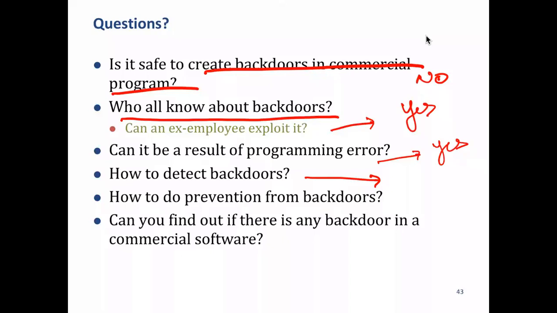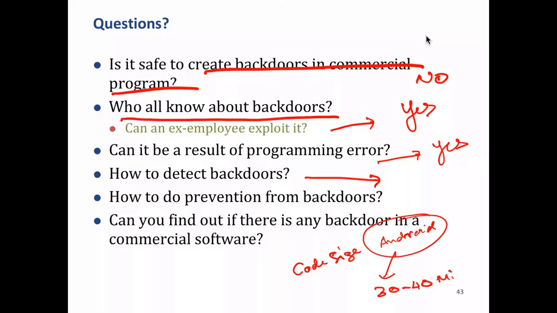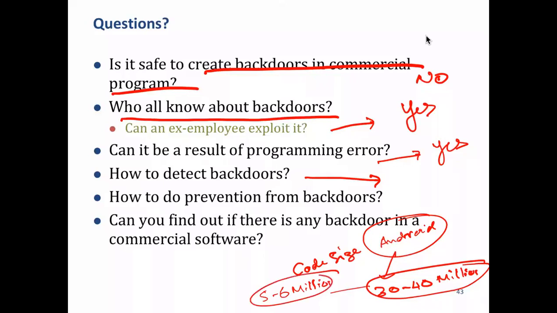But what is the code size of the OS, Android? How many lines of code? Approximately 30-40 million lines of code. I don't remember exactly, but when I was part of Symbian Nokia, it was 5-6 million. Now it's gone up to 30-40 million lines of code. How do you do exhaustive testing?